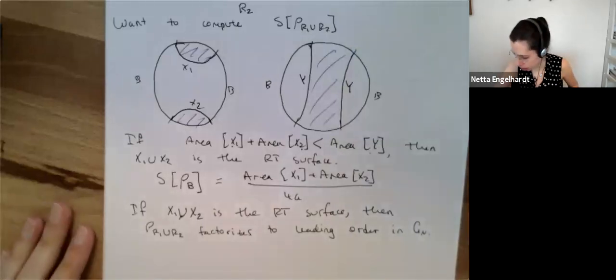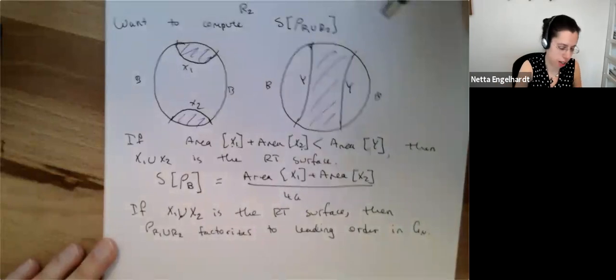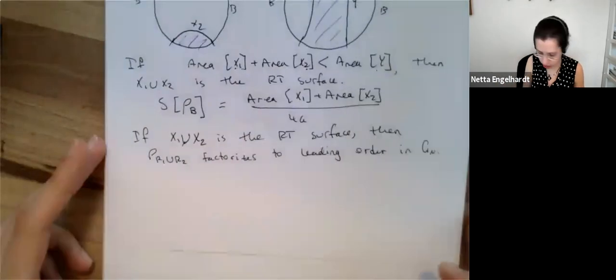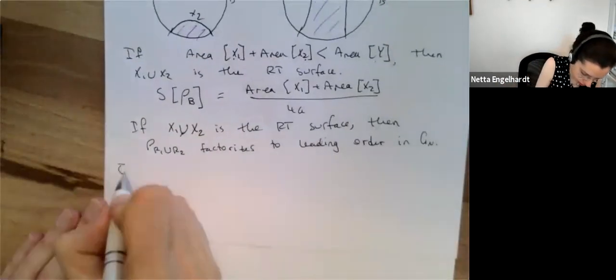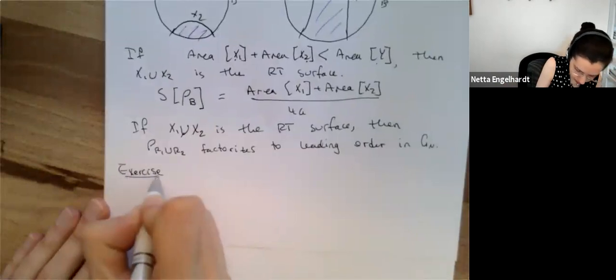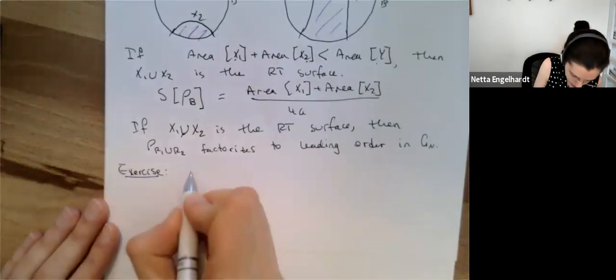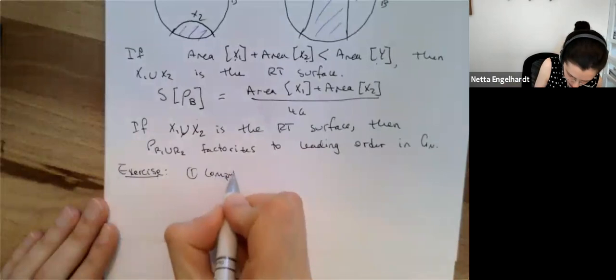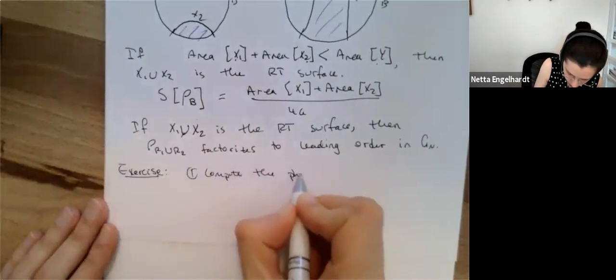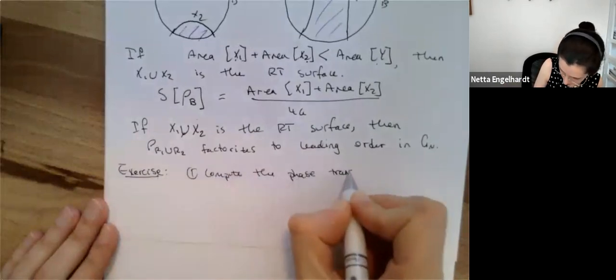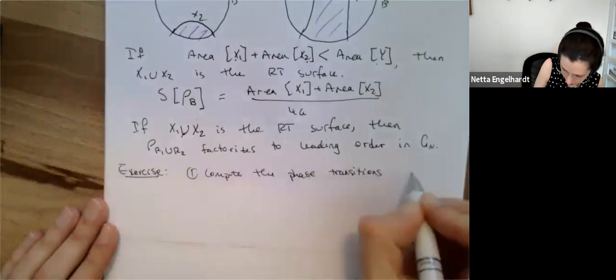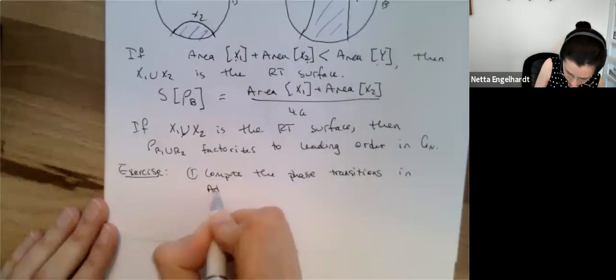Okay. So I'm going to suggest an exercise, which is kind of fun. You can do it analytically. One thing you can do is compute the phase transitions in AdS Schwarzschild.